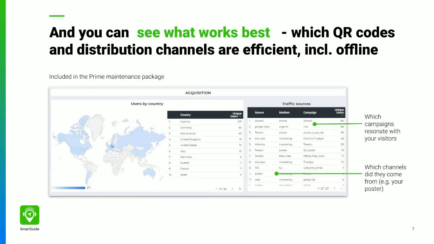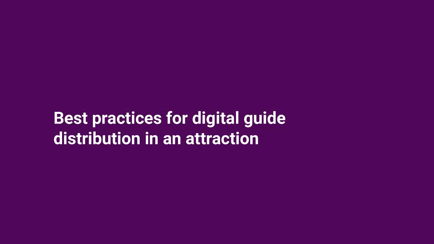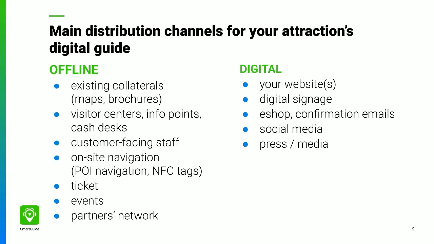Last but not least, you can also see what marketing channels work best for your attraction's guide distribution, which QR codes and collaterals are more efficient. Even if they come from offline channels, it will be showcased in the analytics reports. Years of practice gave us a huge perspective of best practices, tips, do's, and don'ts that our partners had shared with us. There are two main types of distribution channels for your attraction's digital guide: offline and digital.